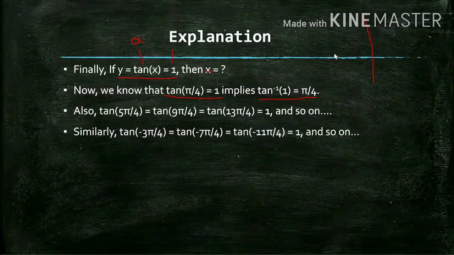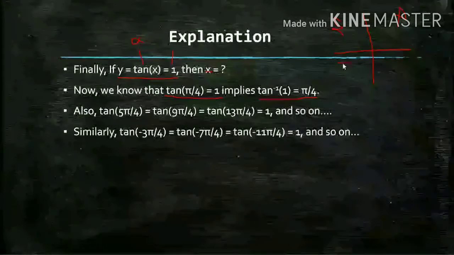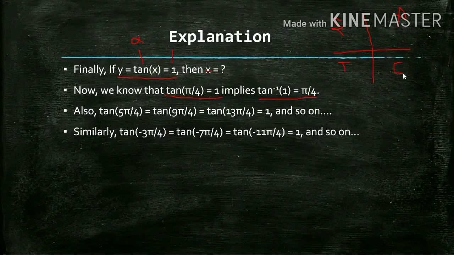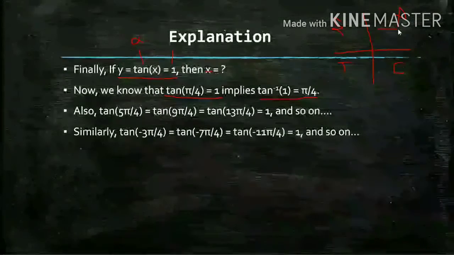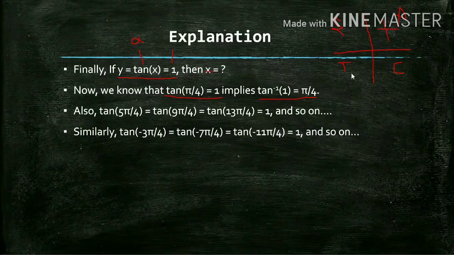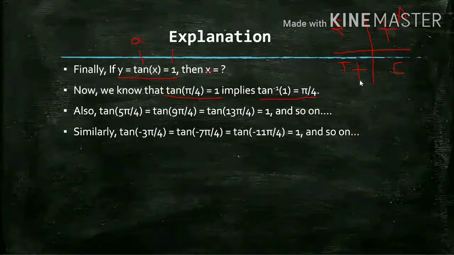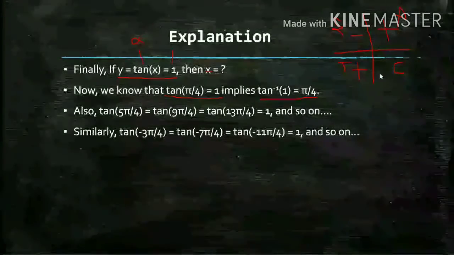Now use the method which I told you about. Sine is positive in which quadrant? You have this thing: all, sine, tan and cos. That means sine is positive in the first quadrant and in the second quadrant, and negative in the rest of the quadrants.